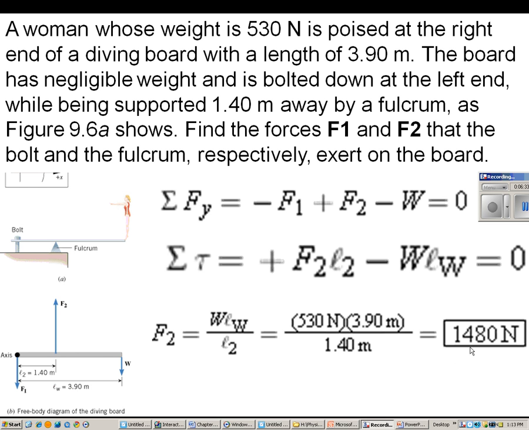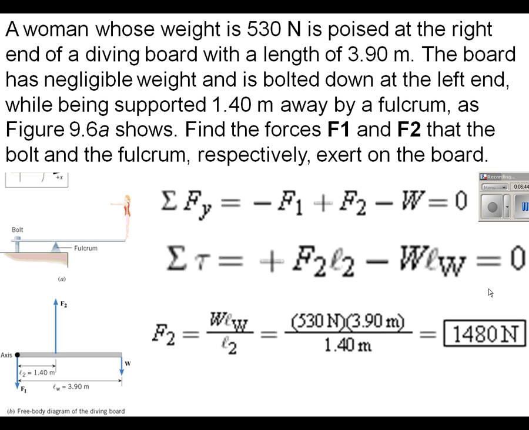And now we can just use the sum of the forces. We can plug in our 1480 up here at F2. We know our weight is 530 newtons, and so now we can even solve for F1. That ends up being 950 newtons.